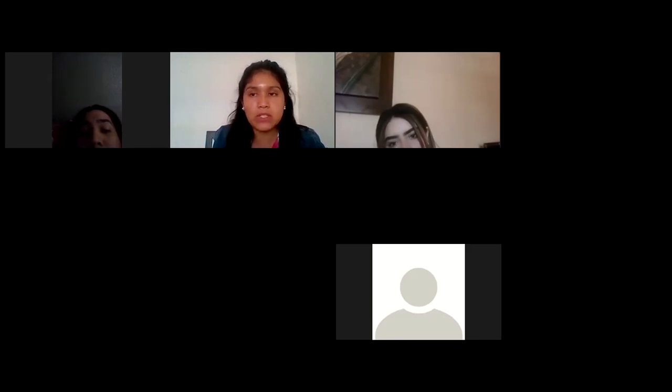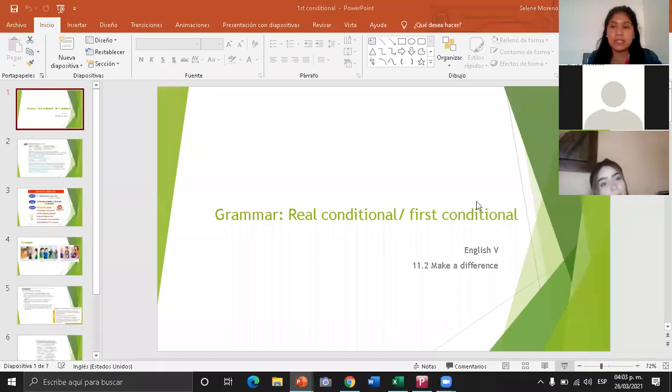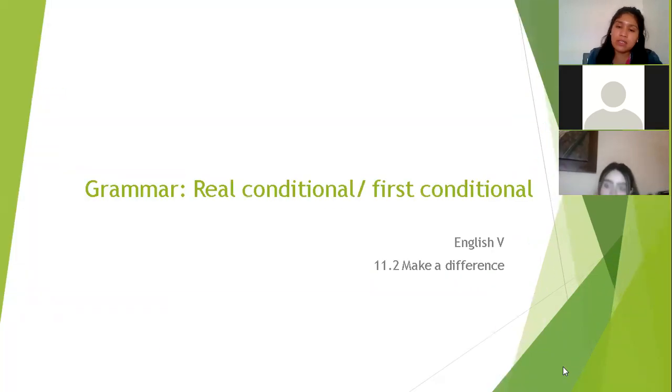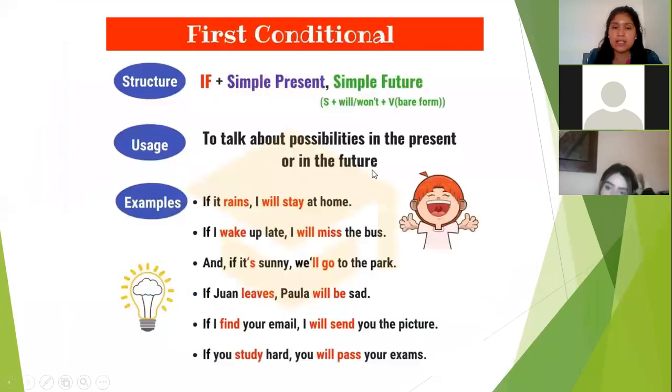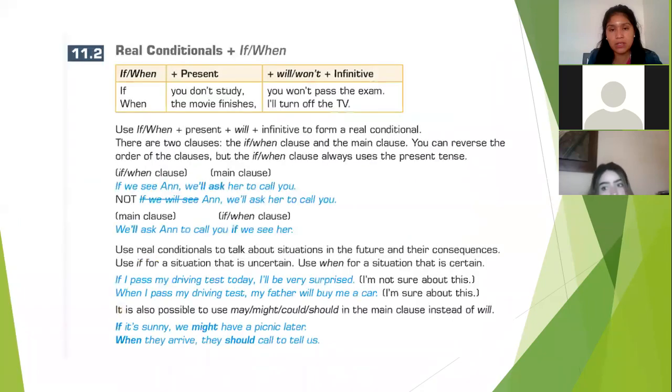Okay, I'm going to share the screen to the presentation of today. And today we're gonna be working with grammar. And it says real conditional, first condition, which is the same as the first conditional. So the topic of this class is, as I told you, about the grammar and this conditional, because there are many conditionals. So we're gonna be working with the first conditional.